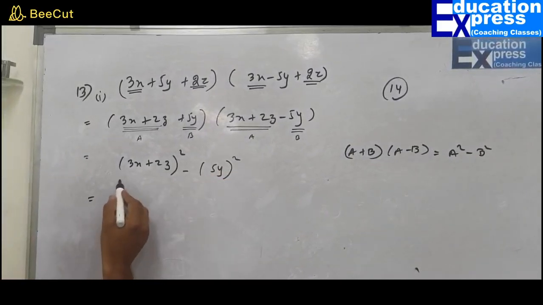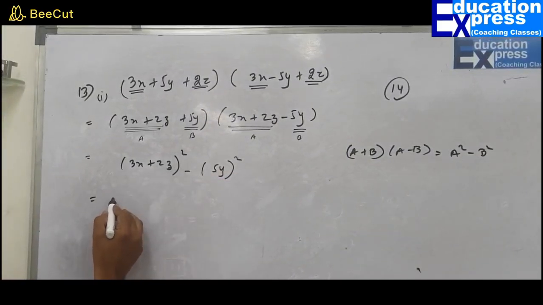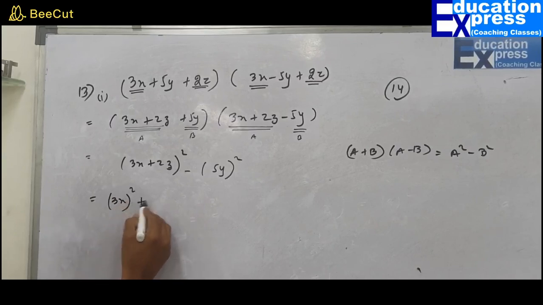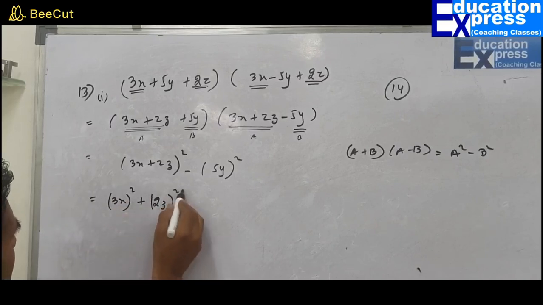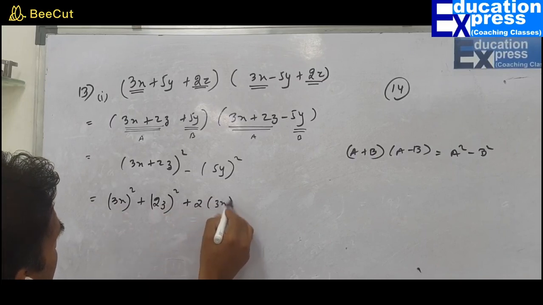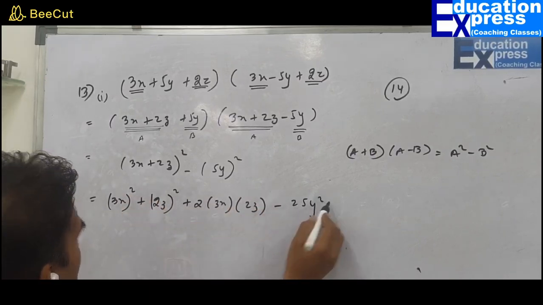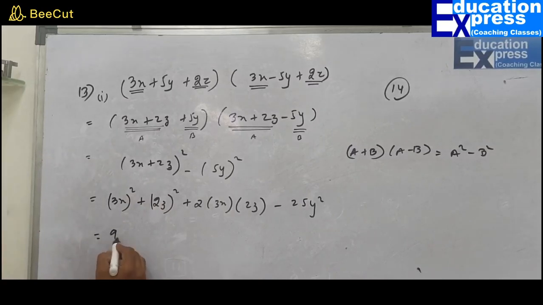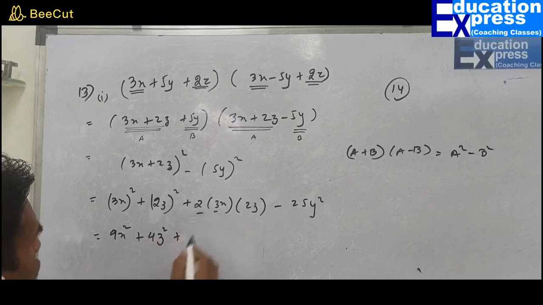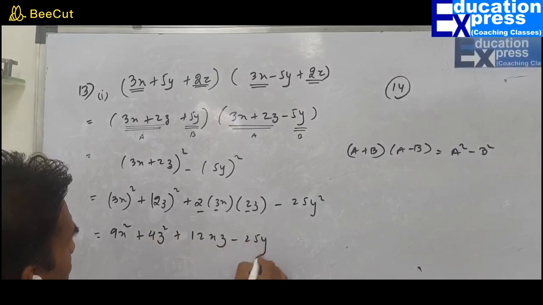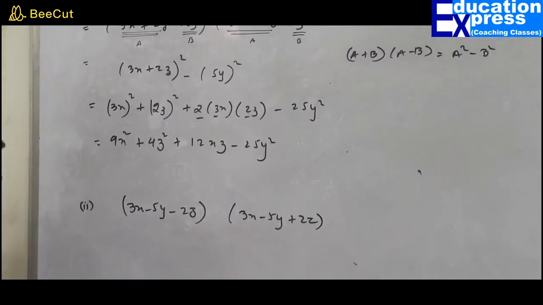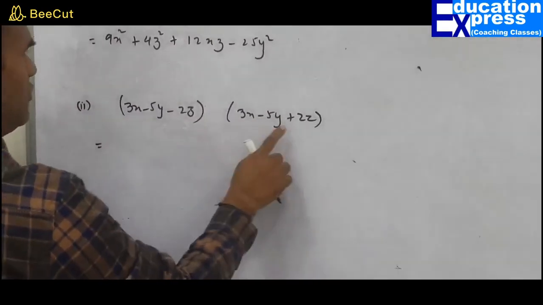Simply expand it, as you know how to expand them. A square plus B square plus 2AB identity, minus 25y square. So you get 9x square, 4z square, 2 3s are 6, 2s are 12xz, minus 25y square. Very simple question.